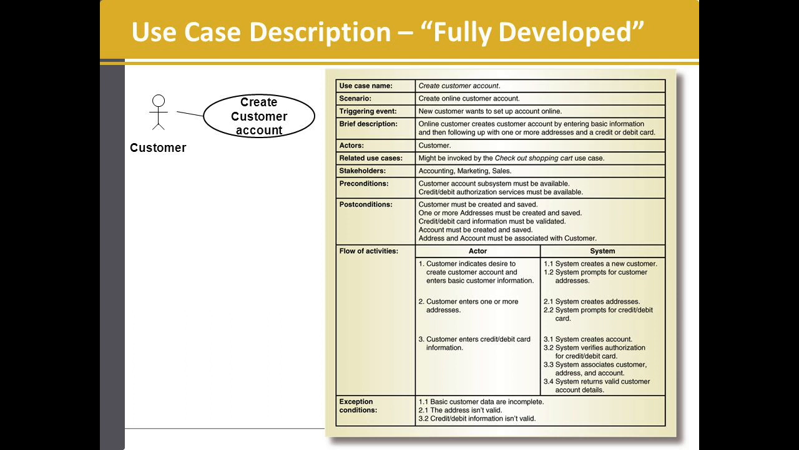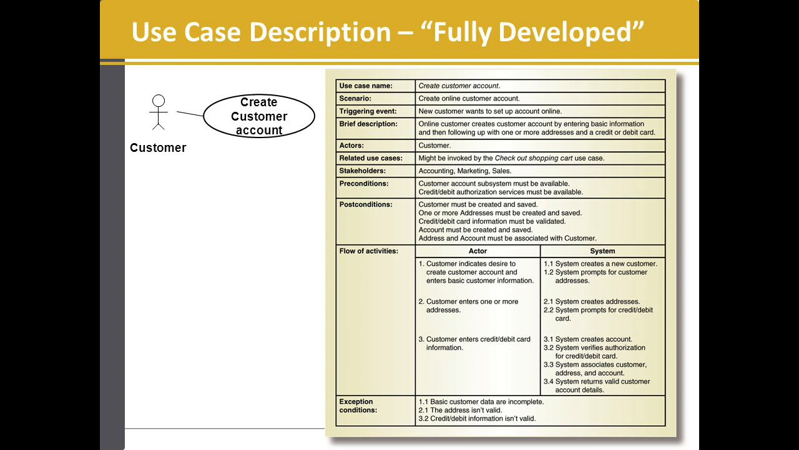The flow of activities are the activities that go between the actor and the system. For example, in this case, for the actor, the customer indicates desire to create a customer account and enters basic customer information. Then the customer enters one or more addresses. And for the system, for the first one, the system will create a new customer and the system will create a prompt for the customer addresses. And for the second one, the system will create addresses and the system will prompt for credit or debit card.